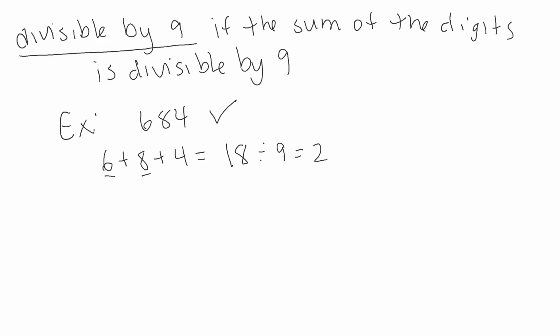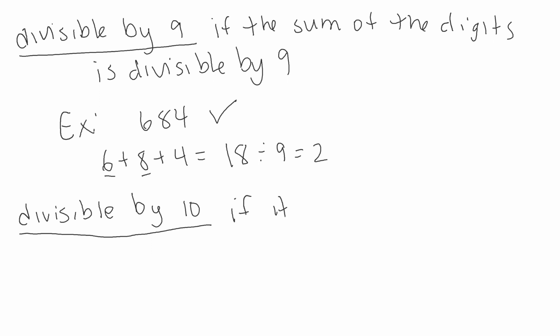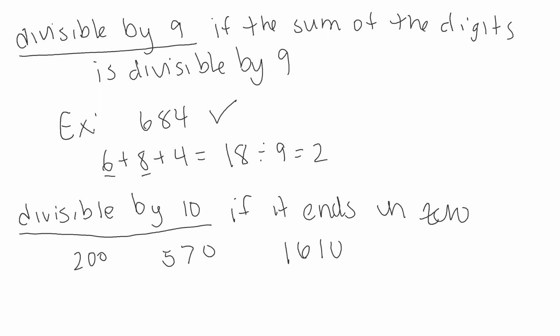Okay? And then the last trick we have, these are just the most common divisibility rules. There might be some that are less common. You could Google common divisibility rules and find them. All right. A number is divisible by 10 if it ends in 0. So 200, 570, 1610, those would all be numbers that are divisible by 10.